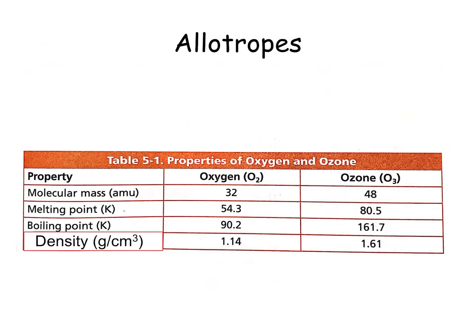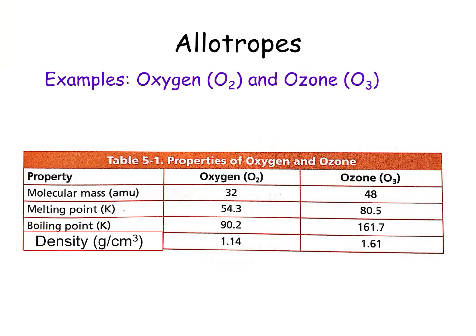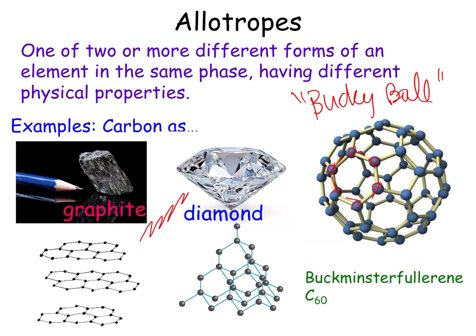Another one would be oxygen and ozone. Oxygen is O2, ozone is O3, and I don't have pictures of them. They are gases, but notice that they have much different physical properties. So another example of allotropes. This one's maybe easier because you can see them.